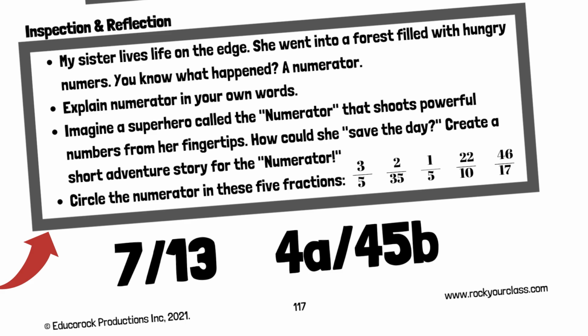Explain numerator in your own words. Imagine a superhero called the Numerator that shoots powerful numbers from her fingertips. How could she save the day? Create a short adventure story for the Numerator. Circle the numerator in these 5 fractions: 3/5, 2/35, 1/5, 22/10, 46/17.